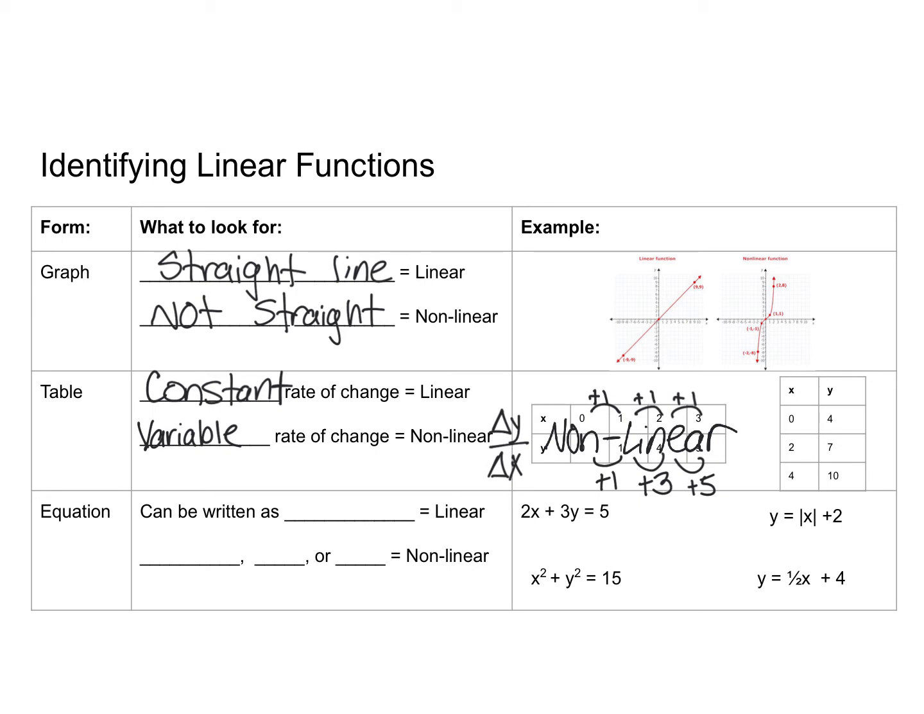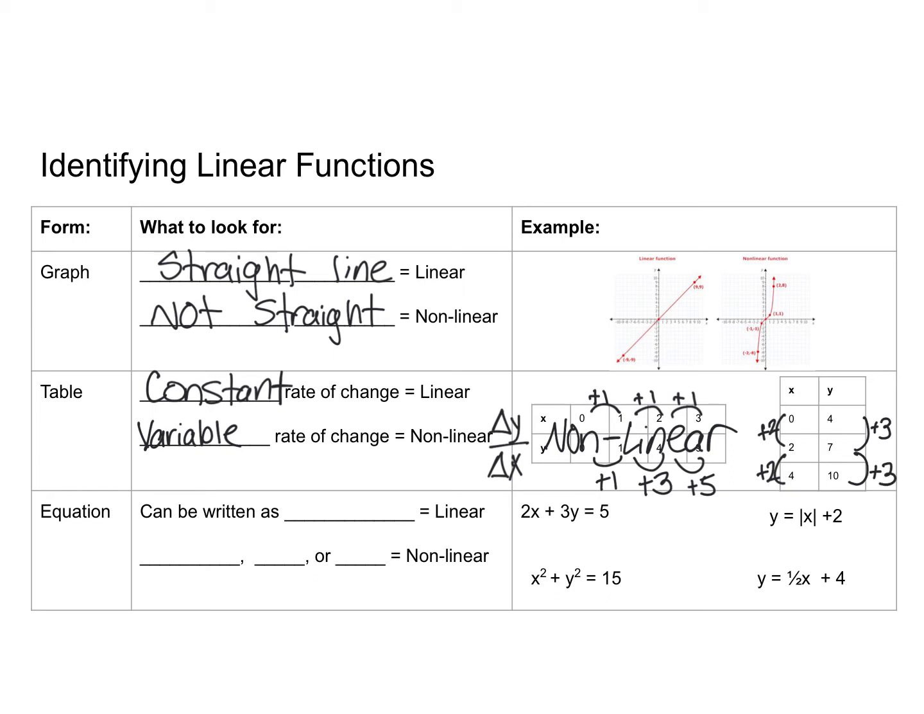Now let's take a look at this other one. I'm going to do the same thing. I'm going to look and see how the x's are changing, and I'm going to look and see how the y's are changing. So on the side of the x's, this one from 0 to 2 increases by 2. This increases by 2. And on the y's, we increase by 3 from 4 to 7, and from 7 to 10, we also increase by 3.